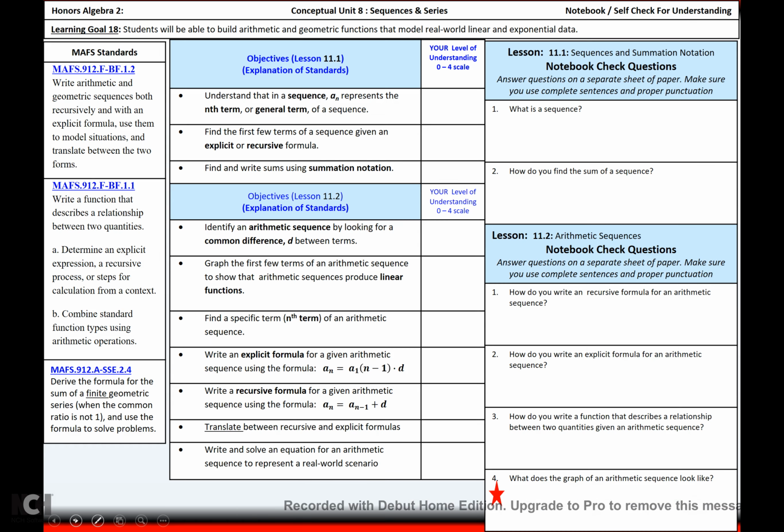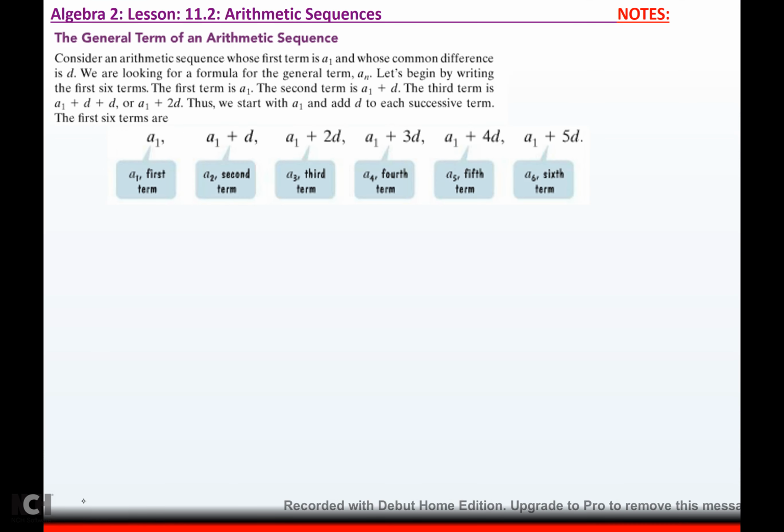Alright, so what does the graph of an arithmetic sequence look like? A line. It's linear. Always. If it's arithmetic, when you graph it, it will look linear.